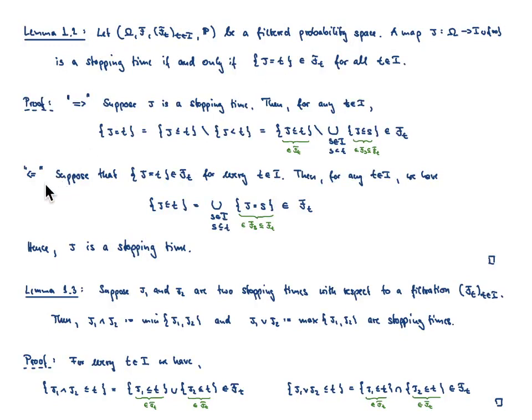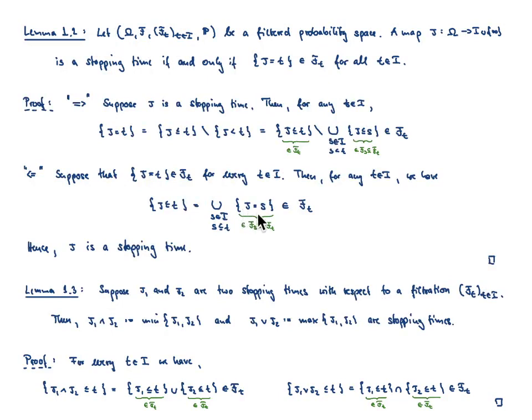So let us now come to the other direction. Suppose we know that {tau equal to t} is contained in the sigma algebra Ft for every t. And let us prove that then this map tau is a stopping time. So for that purpose, let us fix t in I. And then we would like to write the event that tau is less than or equal to t as the union of all time points s in I such that s is less than or equal to t of the event that tau is equal to s.